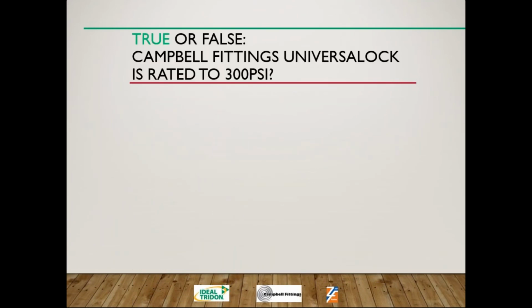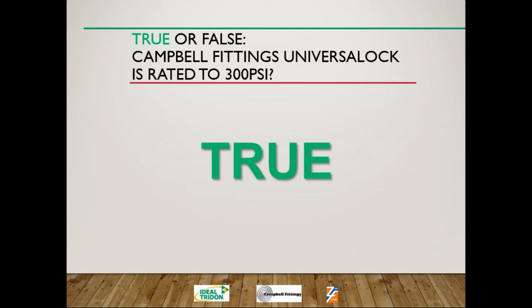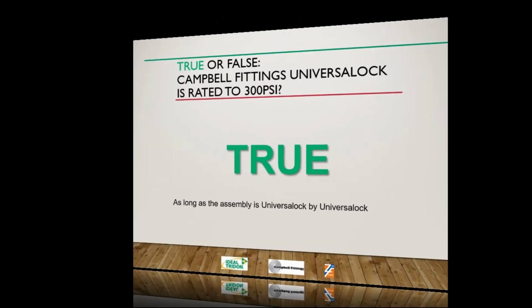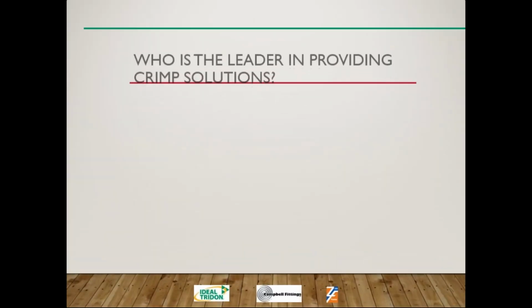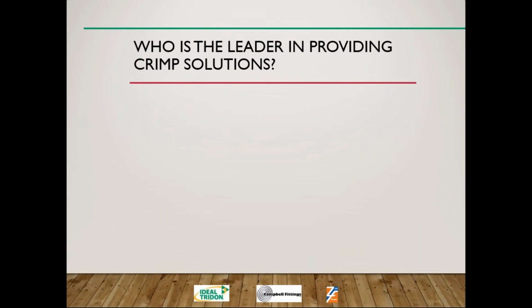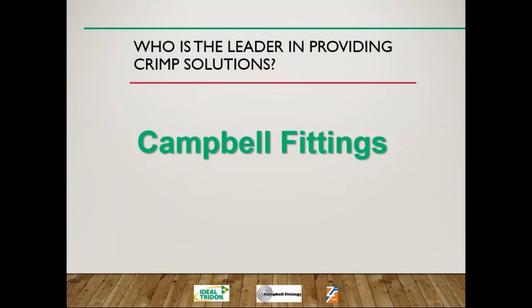True or false, Campbell Fittings Universalock is rated to 300 PSI. That is true, as long as the assembly is Universalock by Universalock. And who is a leader in providing crimp solutions? As many of you know, that's Campbell Fittings, the leader in hose systems technology, member of the Ideal Tridon Group.